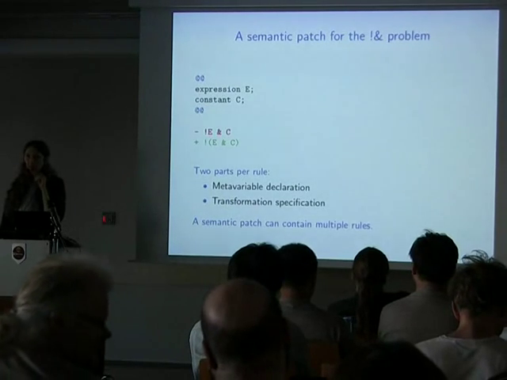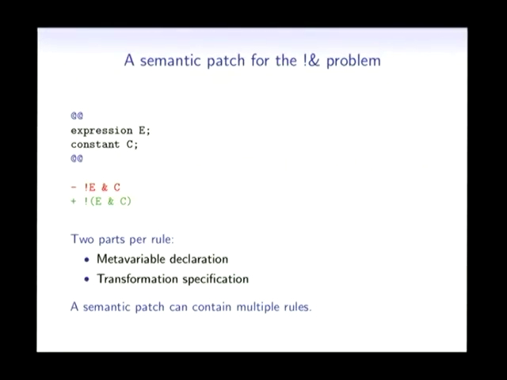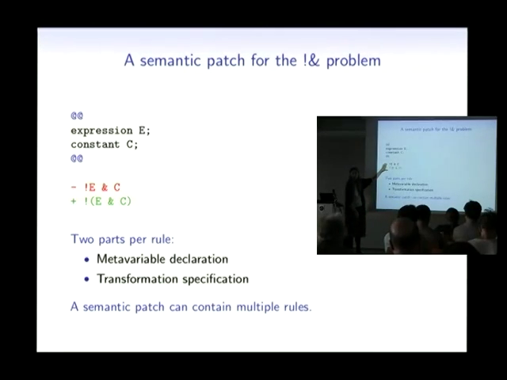So this is the way that you can express this. Basically, this rule has two parts. The first part, here we have the at, sort of like a normal patch. In a normal patch, you have at, but you have line number information. Here we have what we call metavariable information. And then we have a pattern.